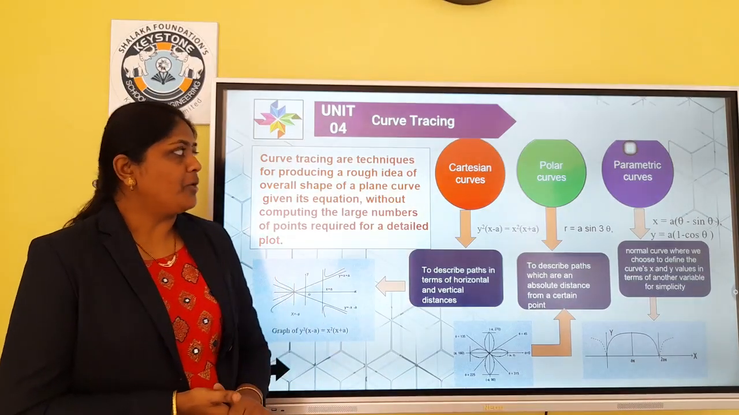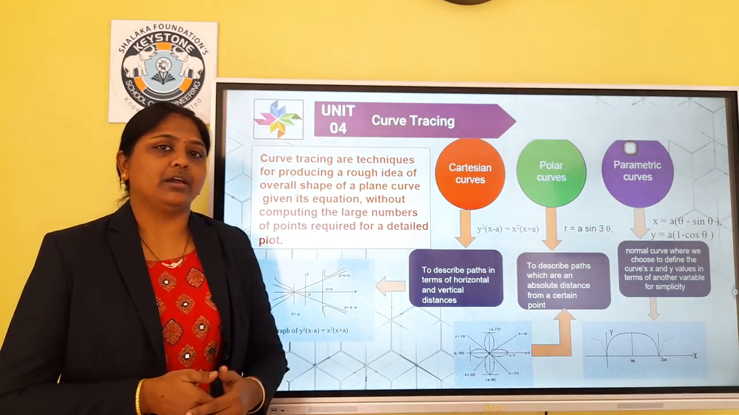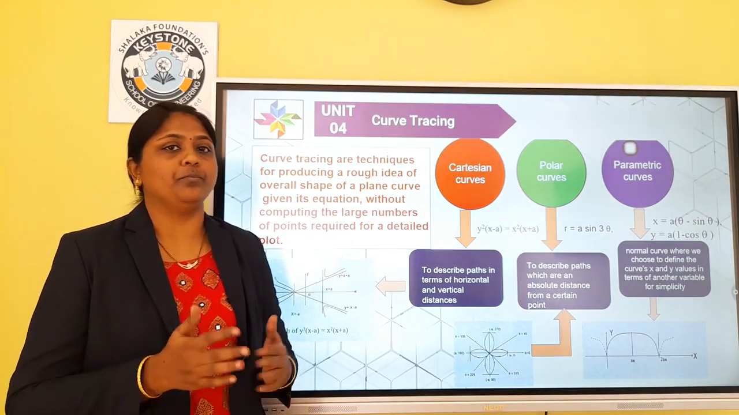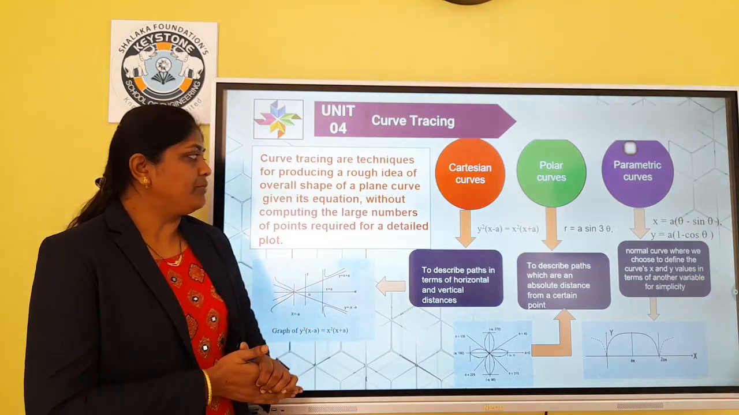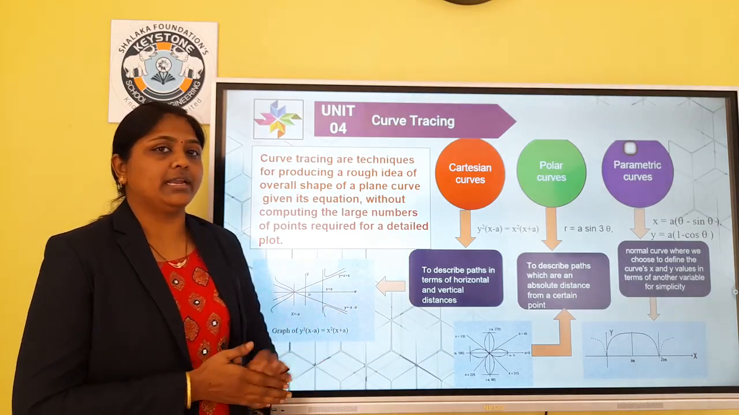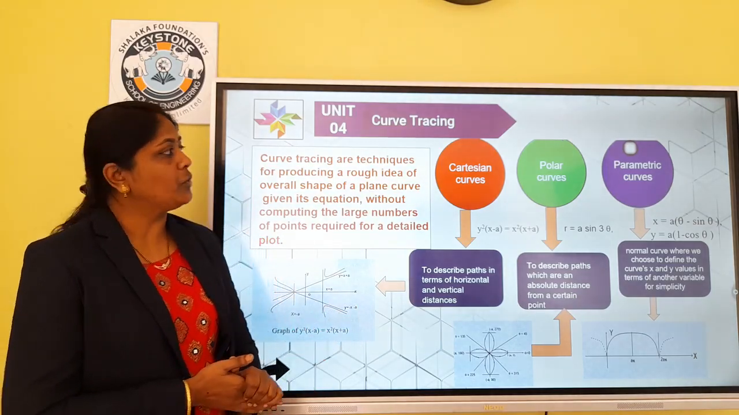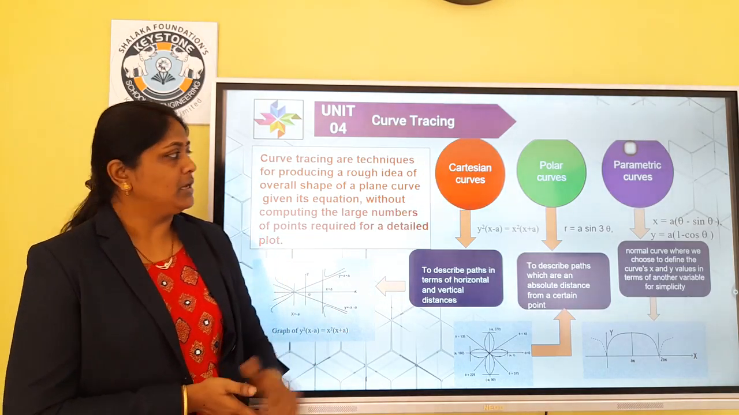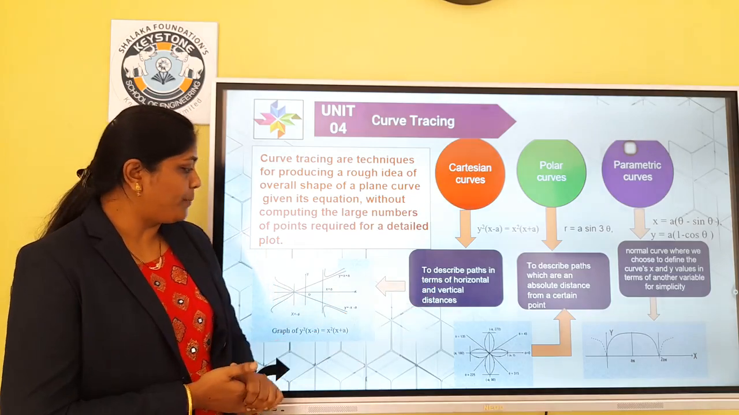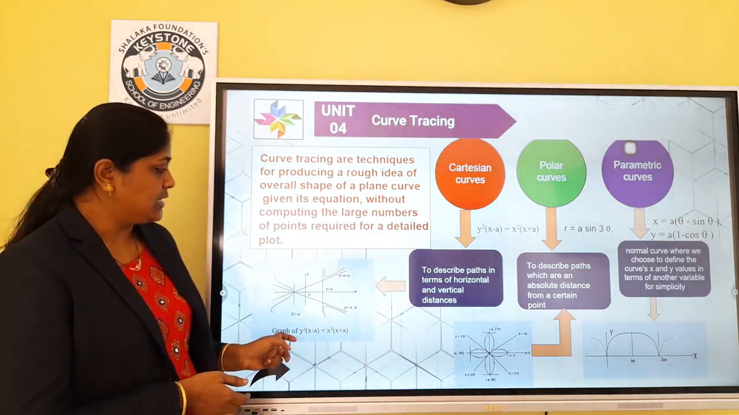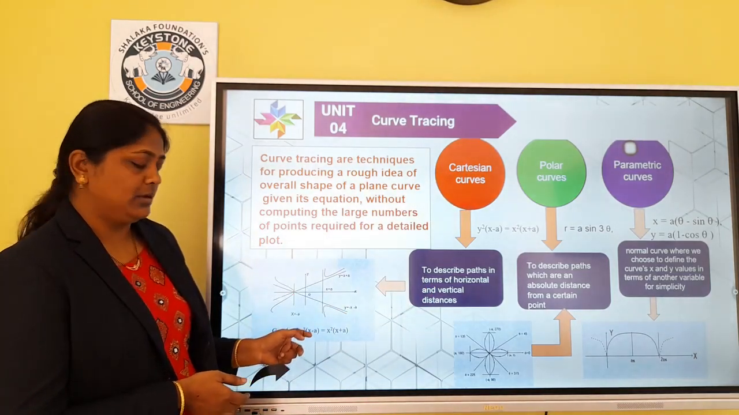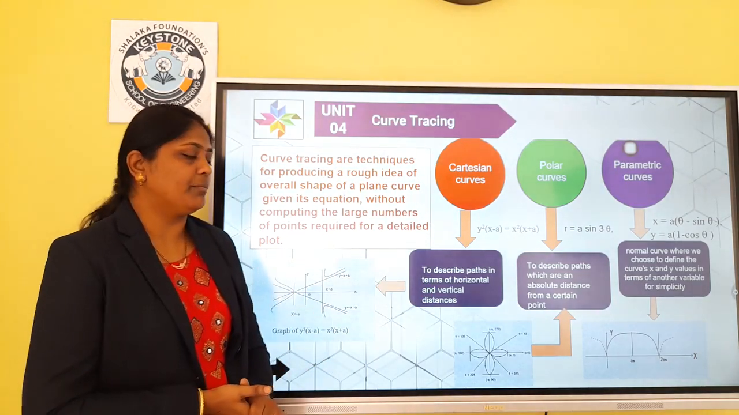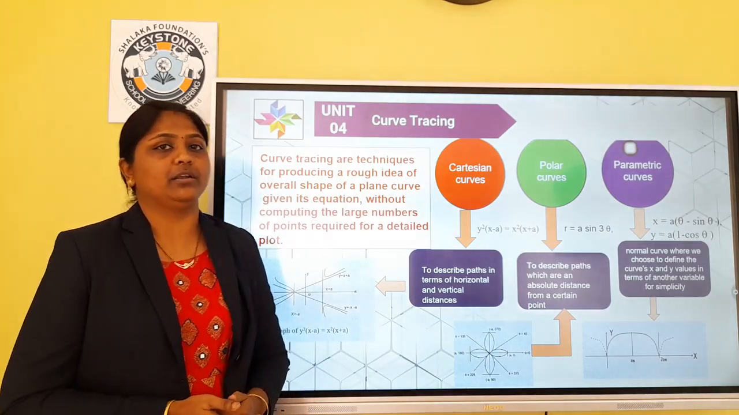But in curve tracing, you will get directly the idea without computing the points. We have some theory, and we have to use that theory. Without computing the points, we can have a clear idea about the curve tracing. So in this unit, you have to learn Cartesian curves, polar curves and parametric curves. Cartesian curve, there is a combination of x and y. This is the Cartesian curve. See, this curve is very complex, right? So by using Cartesian curves, we can describe the path in terms of horizontal and vertical distance.